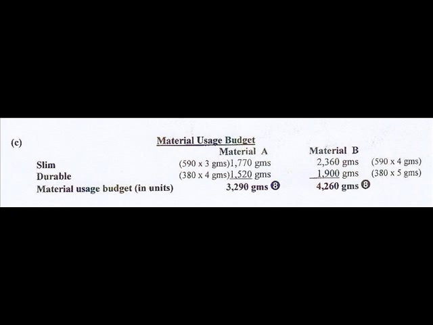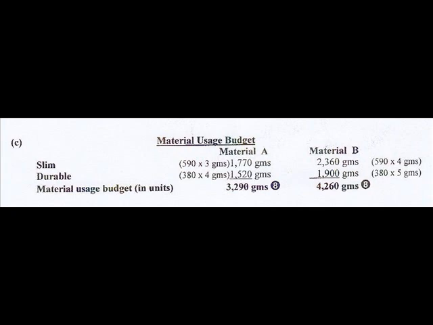Next we move to our material usage budget. Here we're going to calculate how much raw materials we intend to use during the period. We have two materials, material A and B. And according to the question, we're going to use 3 grams of material A for every slim MP3 player we produce. So we intend to produce 590 slims. Each will use 3 grams. So that's 1,770 grams of material A.